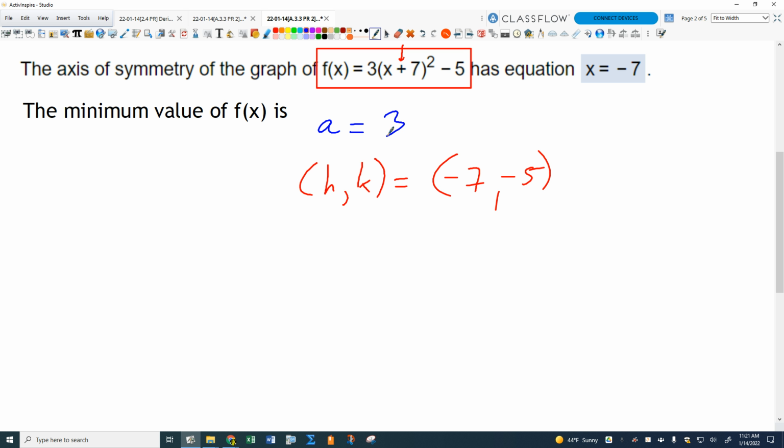If the coordinates of the vertex are -7, -5, then we know that the axis of symmetry is just x equals whatever the x coordinate is. That's h, right? X equals -7. That's our vertical line that divides it into 2 equal pieces. All right, let's try an example.